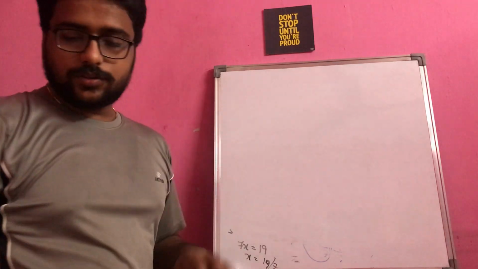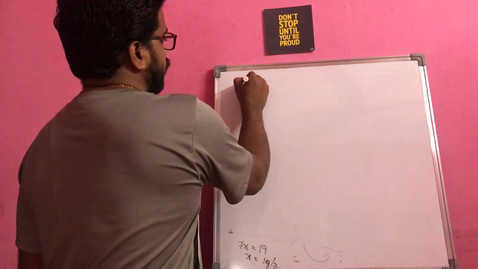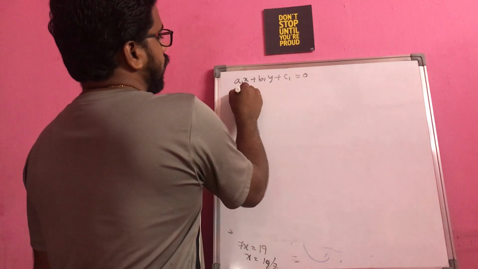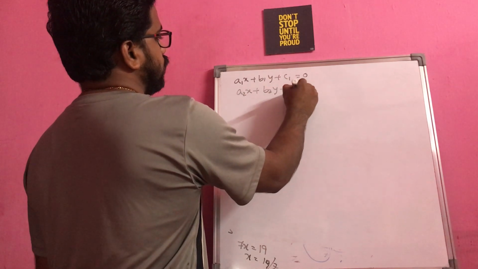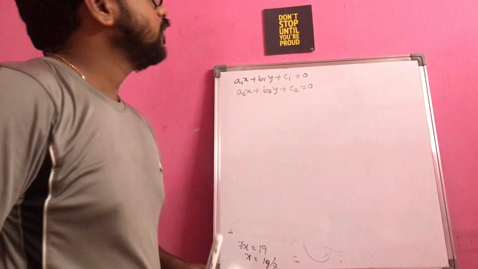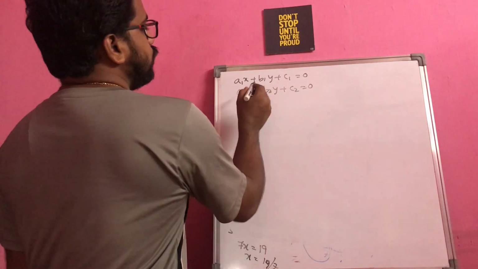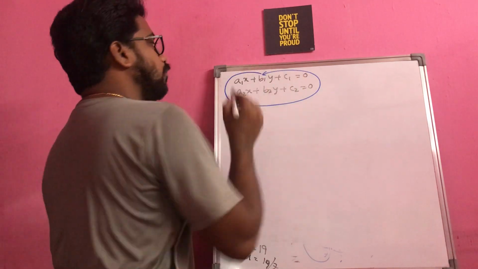Now, for example, if we have an equation like a1x plus b1y plus c1 is equal to 0, and another equation a2x plus b2y plus c2 is equal to 0. These are the two equations I am having. In the cross multiplication method, you have to start with b1 and then come to the same point again, b1.